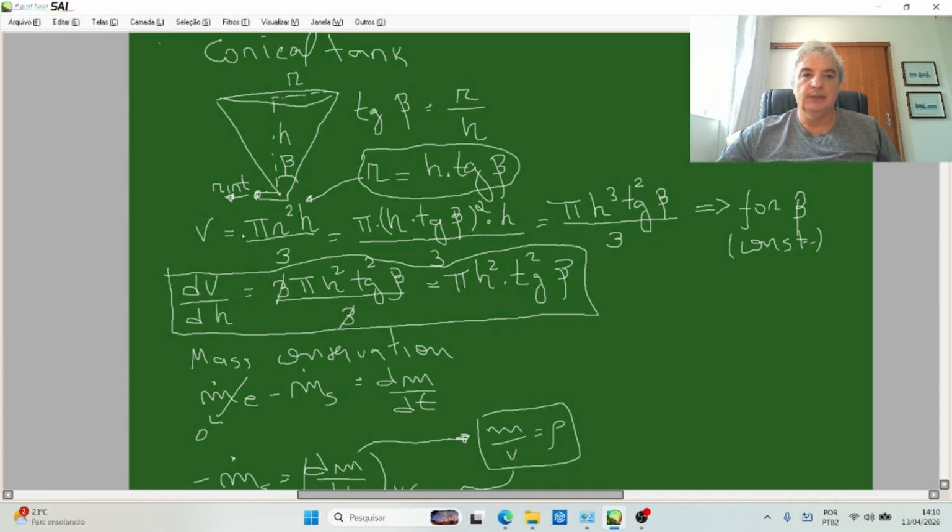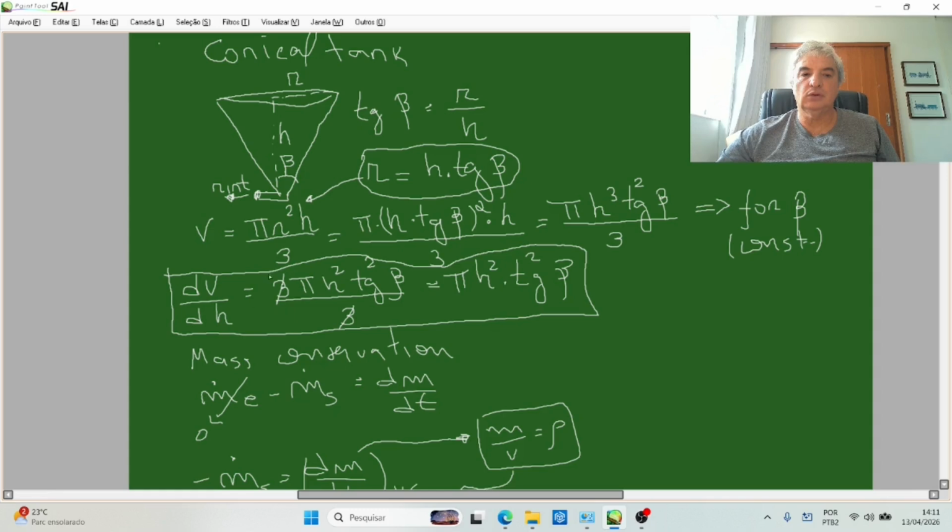We have the equation of the volume of the conical tank. Knowing that r is h tangent of beta, replacing, we have this expression. This is the final expression for the volume of the conical tank. We can consider beta constant. Therefore, the derivative of the volume in relation to the height will be 3h² π tangent² of beta over 3, that we already had. Cut 3 with 3, and we'll have π h² tangent² of beta.